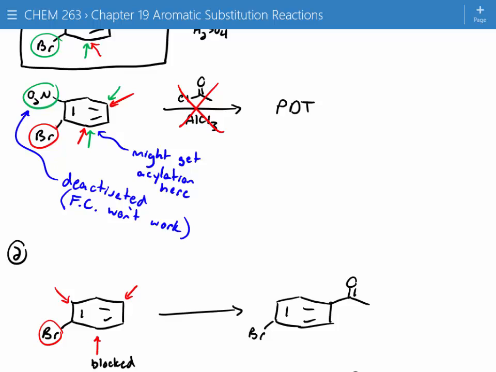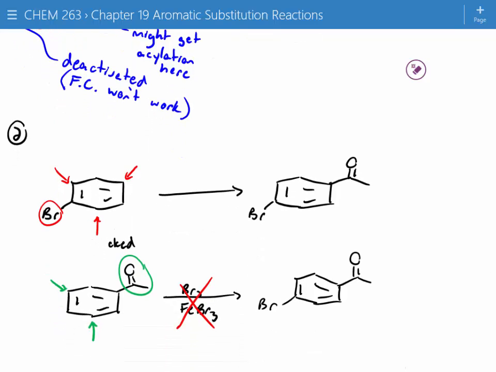No, I'm saying it would install there, it would result in the para position, so that would be where you would want it anyway. Yeah, so you might get a small mixture, you're correct. But the biggest thing is it's deactivated, and Friedel-Crafts won't work on a deactivated ring. Yeah, that's a good point. All right, so for this one, what reagents would we need? We need aluminum trichloride, but what's the other reagent? The acid chloride, right?